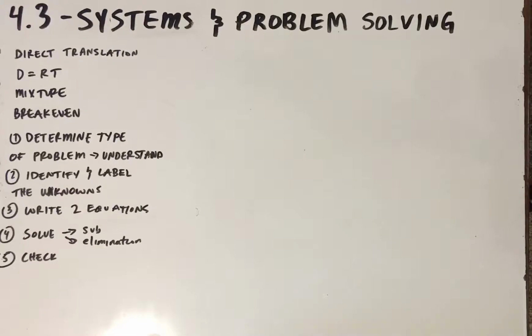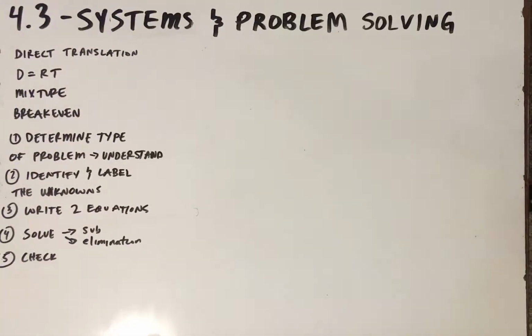easy for you. Okay, so the first example is Katie bought some jewelry on sale. Necklaces cost $15 each. Bracelets cost $8 each. She bought 22 pieces of jewelry for $239. How many of each type did she purchase? Okay, so first thing I want to do is determine the type of problem. This is not a distance equals rate times time. You could consider this a mixture problem. This is definitely not break even. It's not like, well, I bought it for this much and I could sell it for this much, or a business perspective. I could also consider this a direct translation.